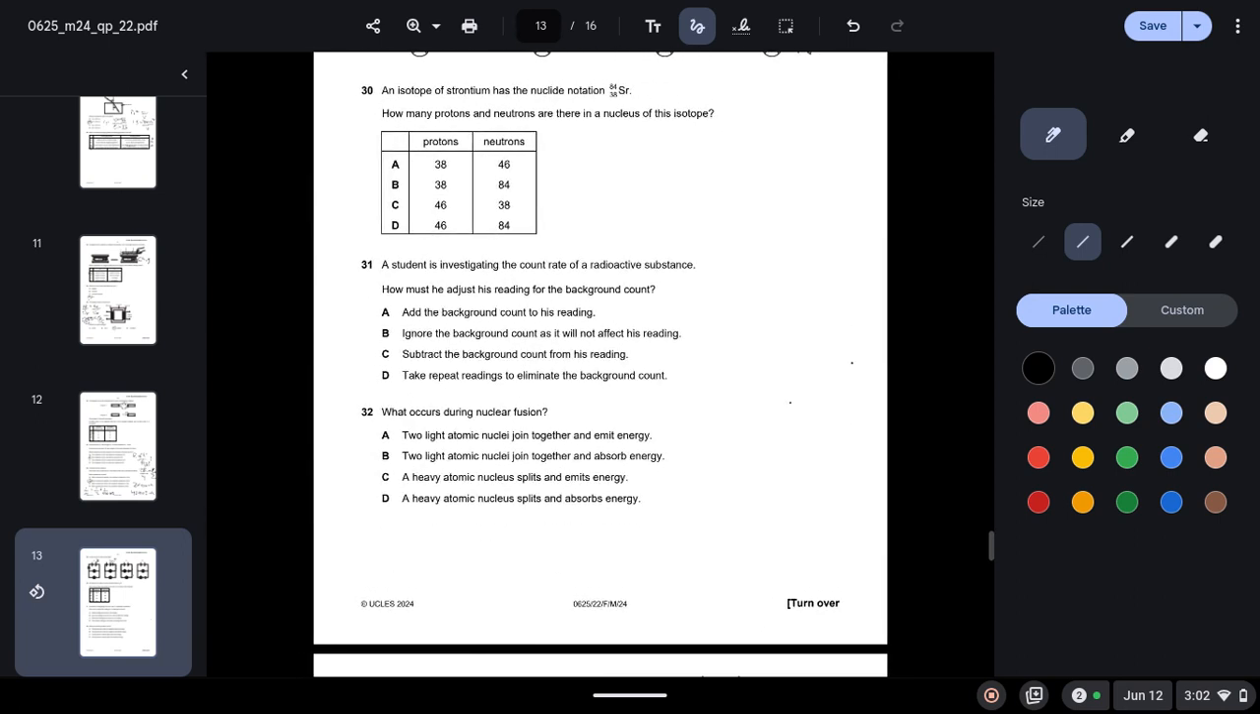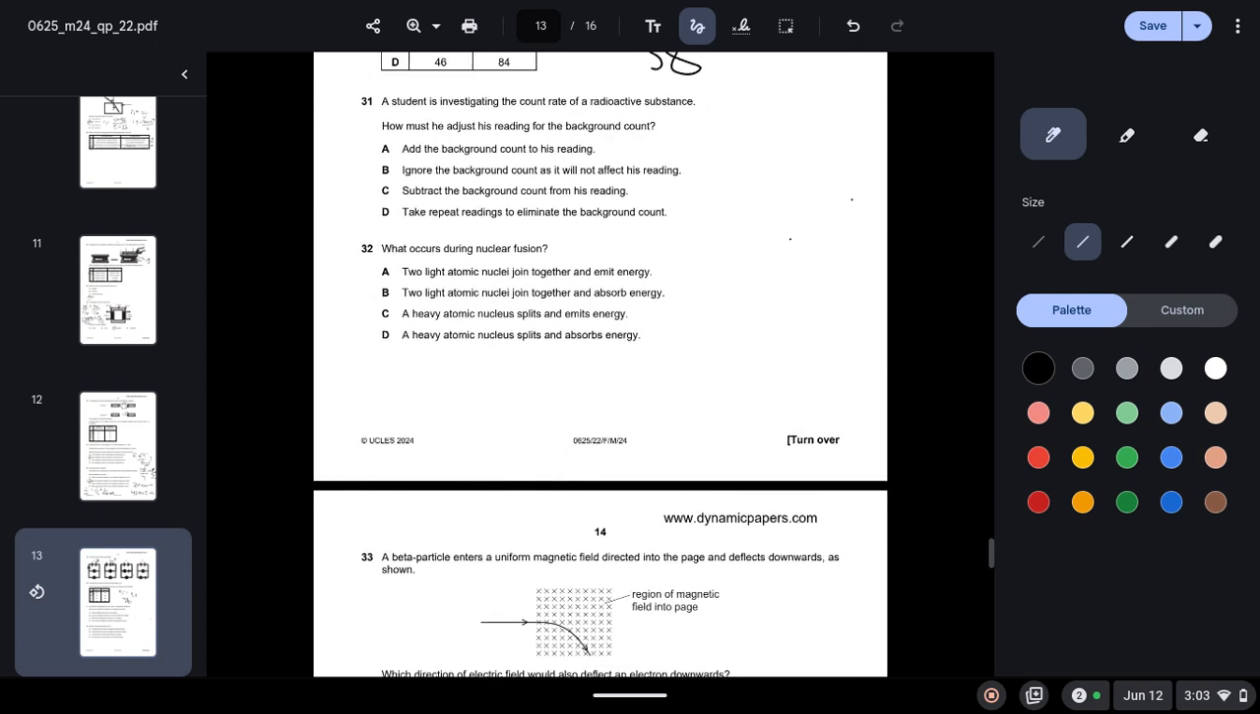An isotope of strontium has a nuclide notation. How many protons and neutrons are there in the nucleus of this isotope? So we know that the number on the bottom is the proton number, so 38, and when we subtract 38 from 84, that gives you the neutron number, so that is 46. So A is your answer.